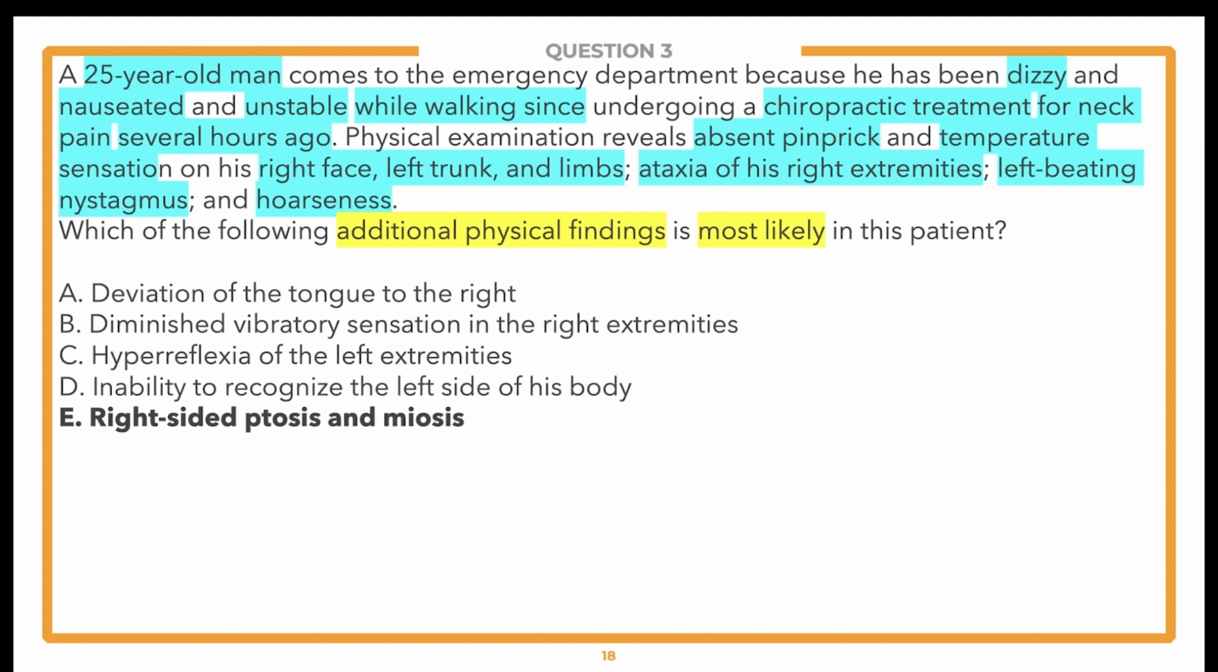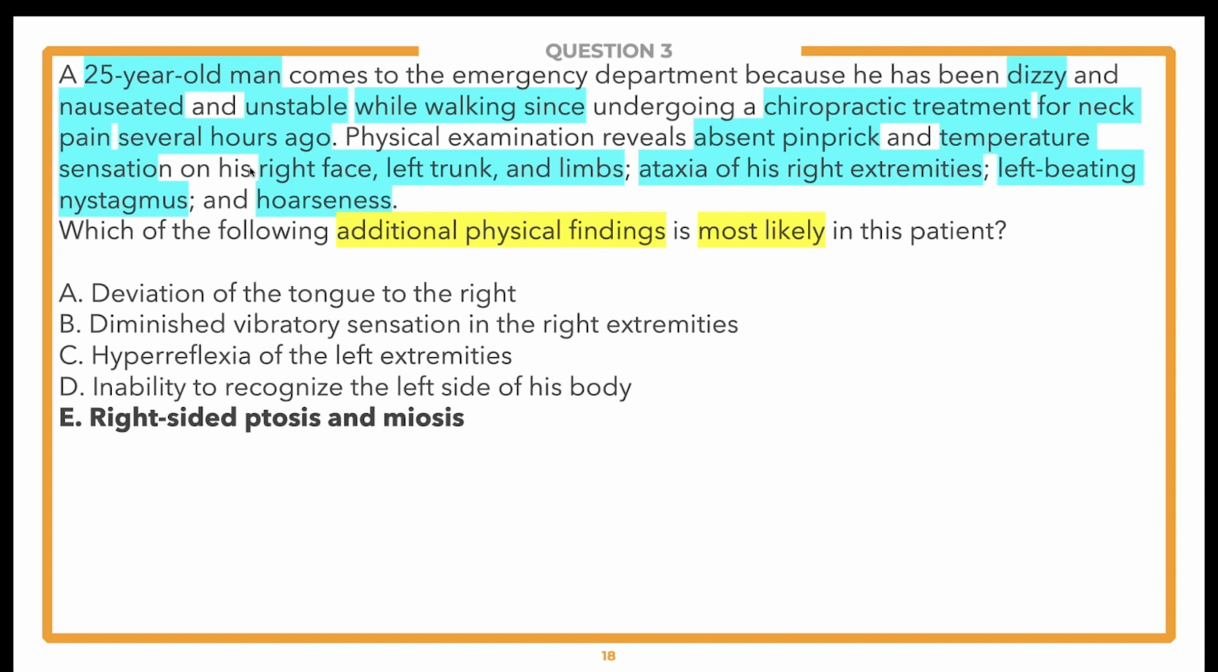Hyperreflexia of the left extremities is going to indicate upper motor neuron damage. And whenever you have upper motor neuron damage, remember, you're also going to have spastic paralysis. Spastic paralysis, you don't see that here. Now we have here diminished vibratory sensation in the right extremities or deviation of the tongue to the right. That's going to be seen in medial medullary syndrome, not lateral, and that's going to happen because of strokes of the anterior spinal or vertebral artery. So a good physio question here that requires some anatomy knowledge to get it right.